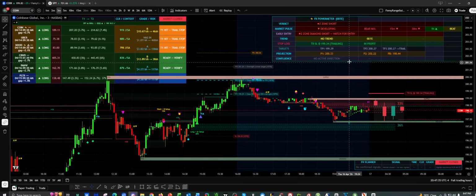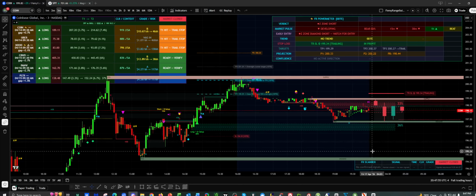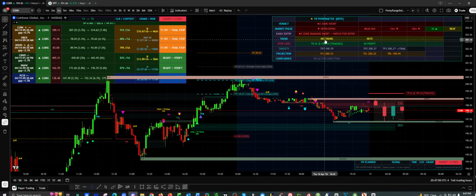But the system is saying, from what I can see, you still need to wait, because the market pulse says the short is still developing, and it hasn't even given us a confluence. So the confidence of this working out to take us to the first profit, to even make any money on this trade, is still so low that it can't even tell us to get into the trade. And that's why you see no active direction. So when you see things like this, it pauses you from taking a trade. But when it gives you a signal to take a trade, it's going to be good.